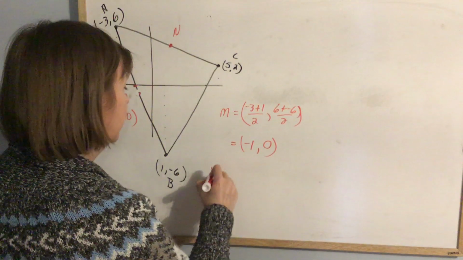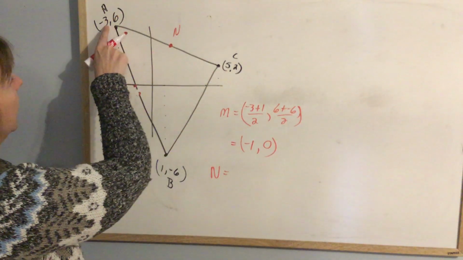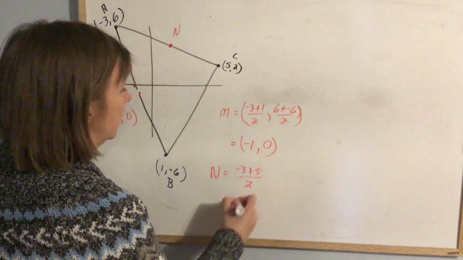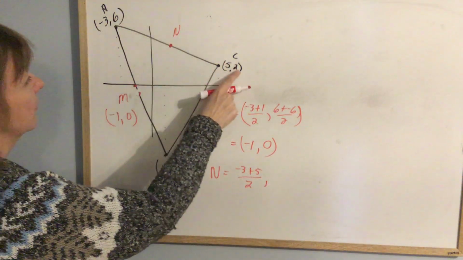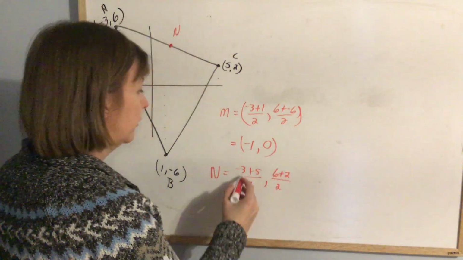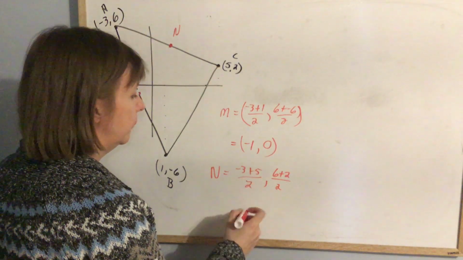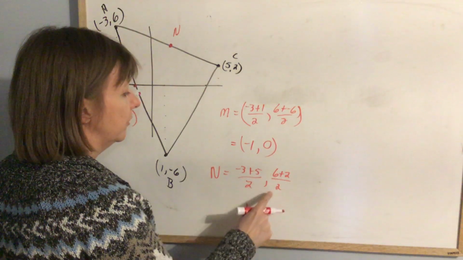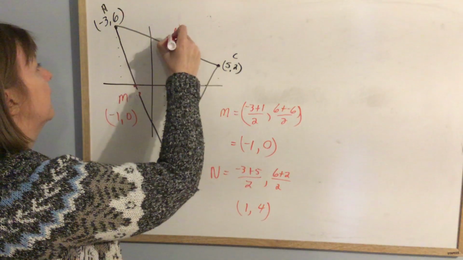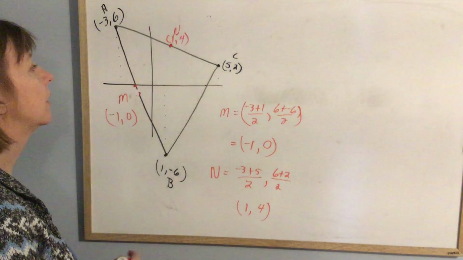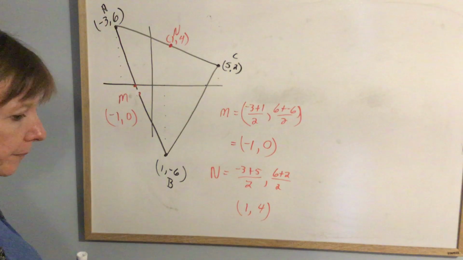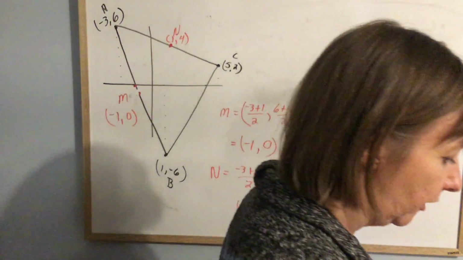And N, same thing. I'm going to take my x's, negative 3 and 5. I'm going to add them together and divide by 2. And the y's, 6 plus 2, and I'm going to divide by 2. So negative 3 plus 5 is 2, divided by 2 is 1. And 6 plus 2 is 8, divided by 2 is 4. So over 1 and up 4. That kind of makes sense. 1 and 4. I might be off a little bit in my picture, but I'm not too bad. So 1 and 4. All right, so I still haven't done whatever it is.